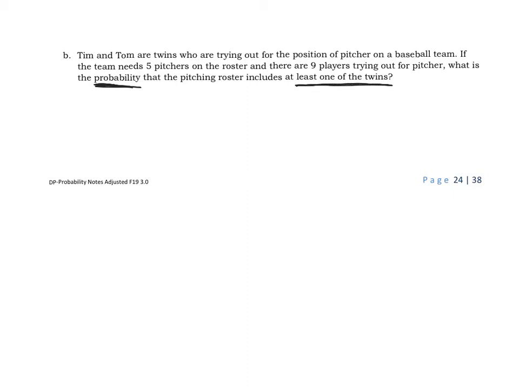Okay, so we're looking for a probability that at least one twin is chosen. So in the numerator, we need all of the ways that at least one twin is chosen. And in the denominator, we're going to need all the ways that we had 9 players. We're choosing 5 to be pitchers.